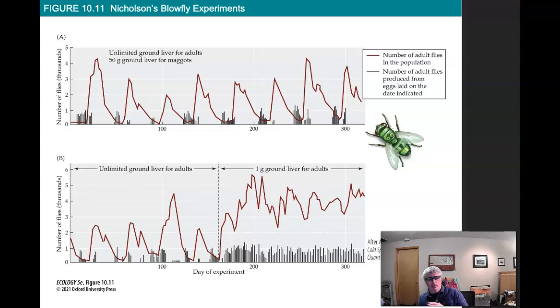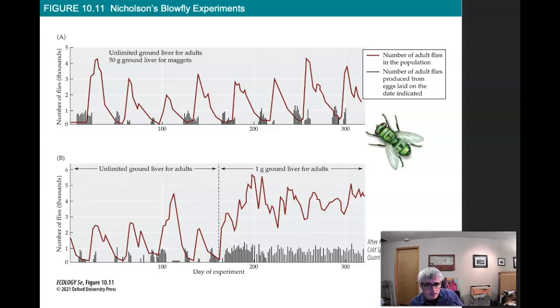They're not going to be able to lay as many eggs, and so that's keeping the egg density down. Where when the adults have unlimited food, they're going to put out tons of eggs, which is then going to make the food for the larvae limiting.